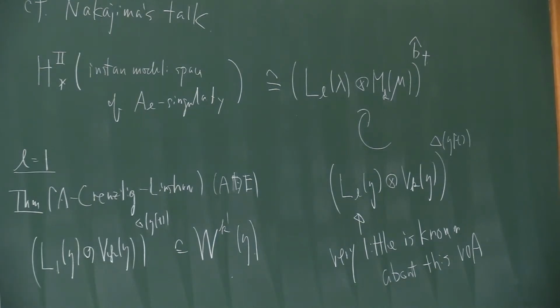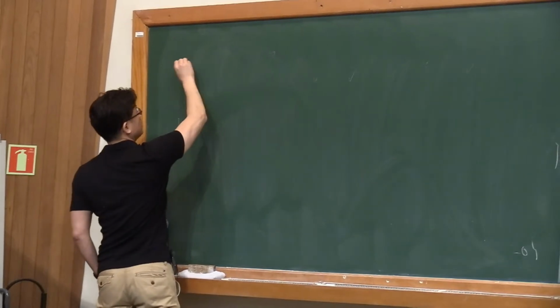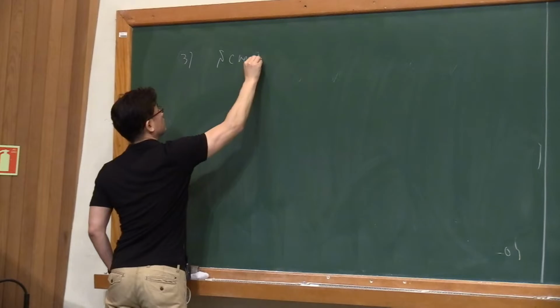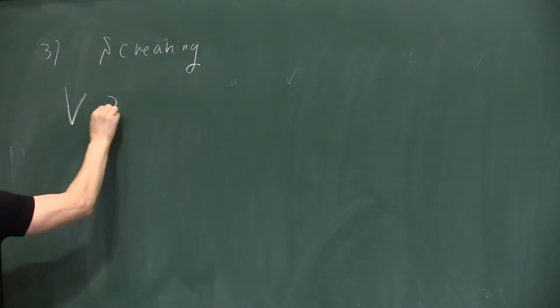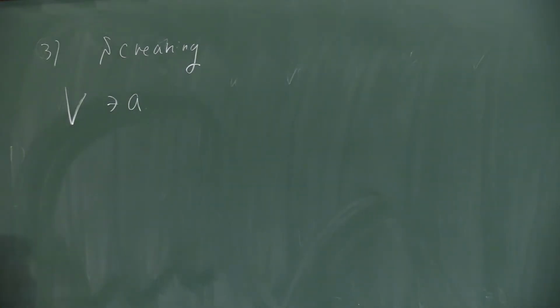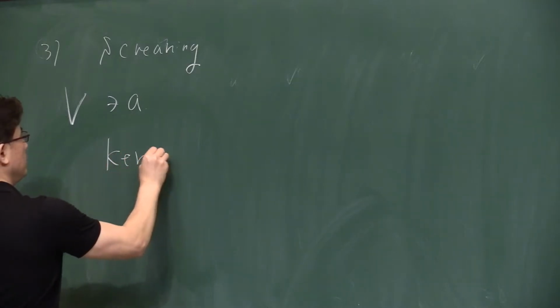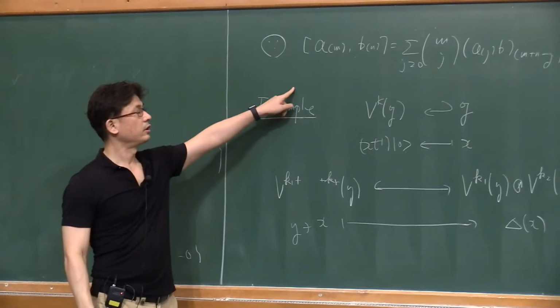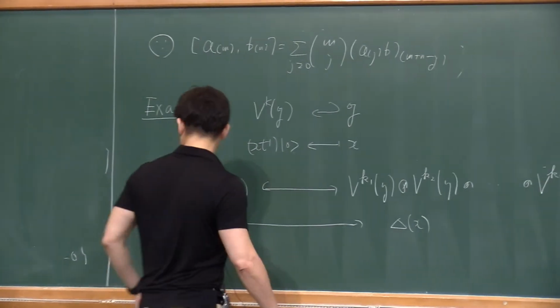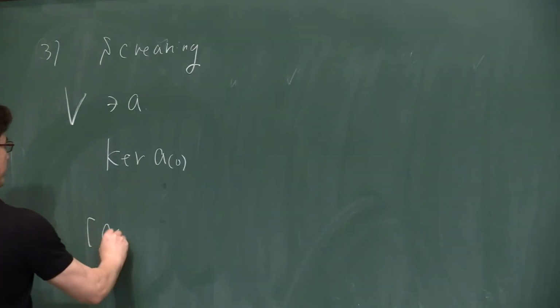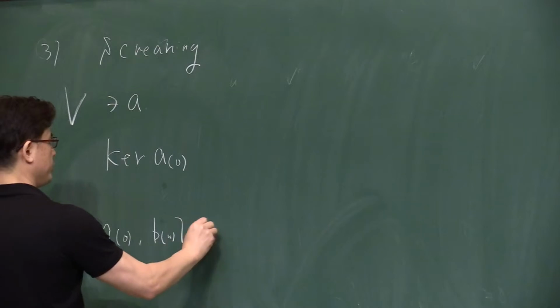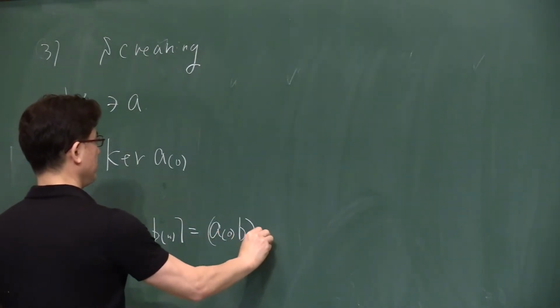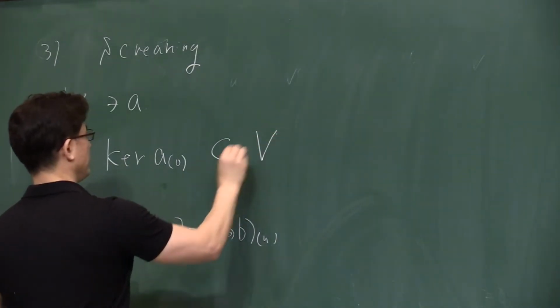And another construction is screening. This is also mentioned in both the talks of Sergei and Nakajima-san. The idea is quite simple. You pick some element, and you consider the kernel of the zero mode of this action. Then if you look at this commutation relation when m equals 0, you find that a_0 b_n is just a_0 applied to b_n. From this description, you find that this is a vertex algebra.